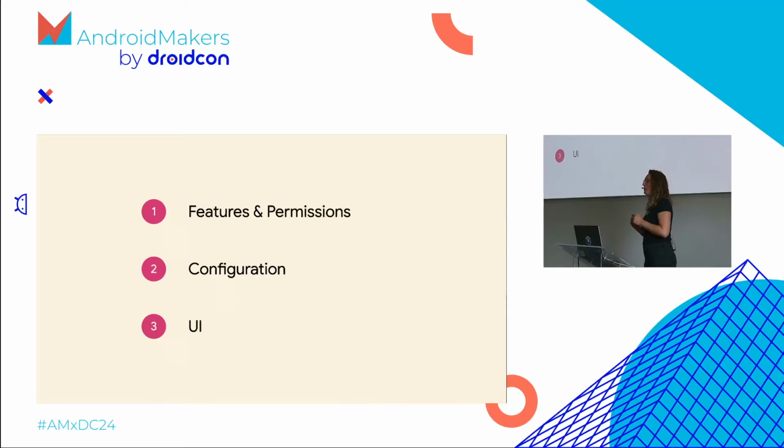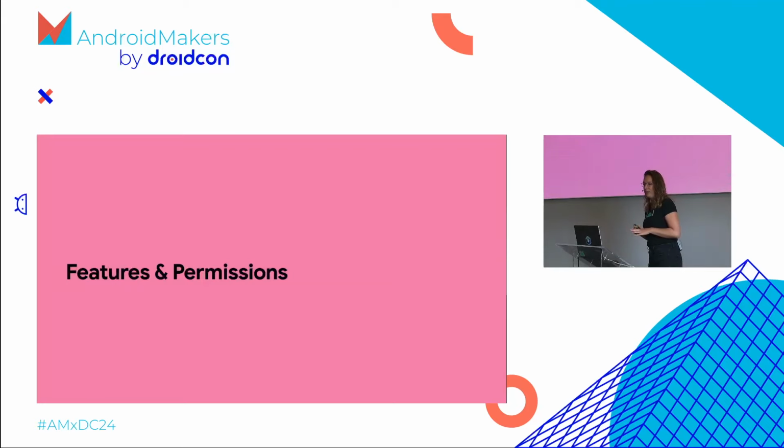Now, we're going to implement our camera flow in 3 steps. We first have to deal with features and permissions. Then we want to take a look at configuring our cameras. And then we want to take a look at our UI. So let's start with features and permissions.